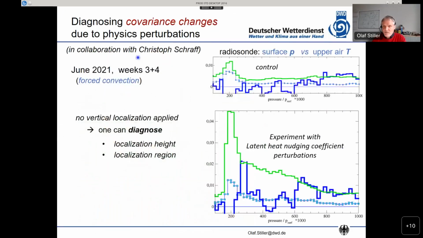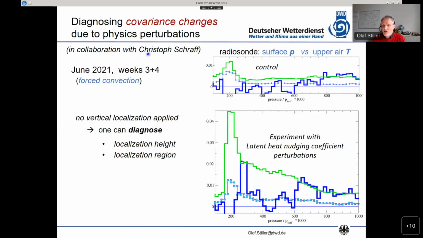So if I have the time, I would like to show you some other results from a different application, which is about verifying covariances. If you have two trusted observations, you can also verify the ensemble covariances with this. This is work which I did with Christoph Schraff in collaboration.